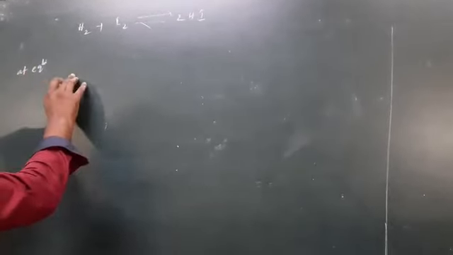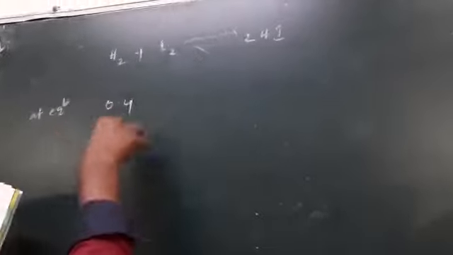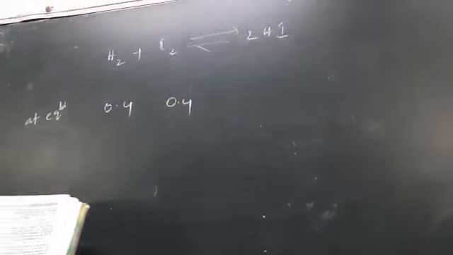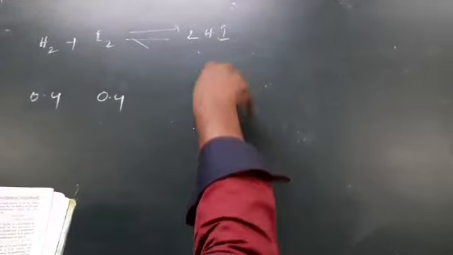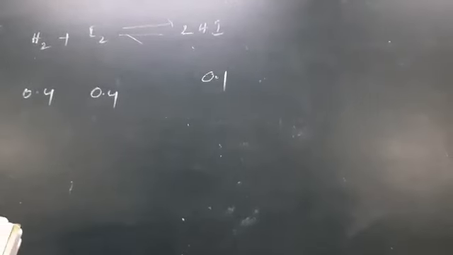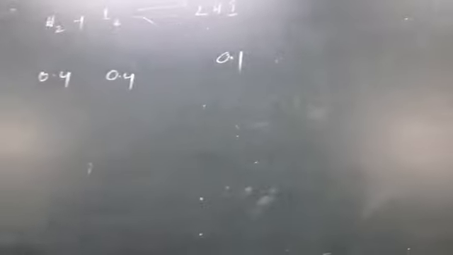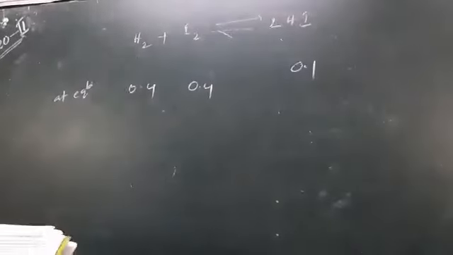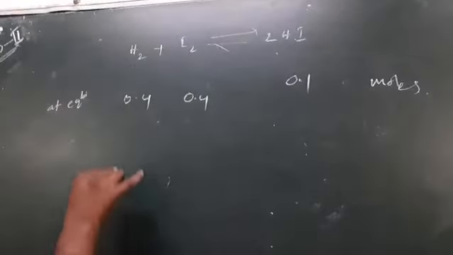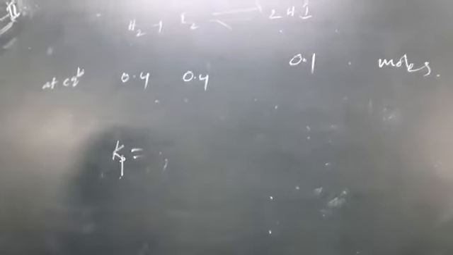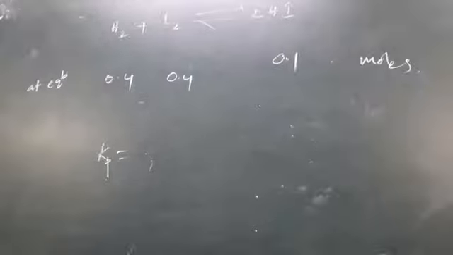That is, for hydrogen it is 0.4 moles, for iodine also 0.4 moles, and for hydrogen iodide 0.1 mole, at equilibrium. These are the number of moles they have given. Then what is the Kp?